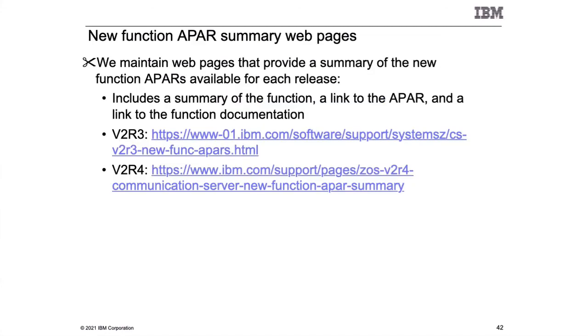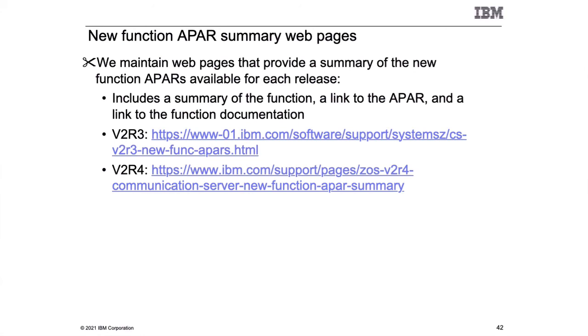Next, I'd like to talk about the new function APAR summary web pages. Hopefully by now you're familiar with these pages, as we've had them for a number of years now. But if you aren't, go to one of the two links on this chart, either the 2.3 page or the 2.4 page, depending on which release you're using right now. Bookmark that page because I think you're going to find it very useful. On these pages, we talk about all the new function APARs that are available. And for each APAR, we include a summary of the function, a link to the APAR, and other valuable information.